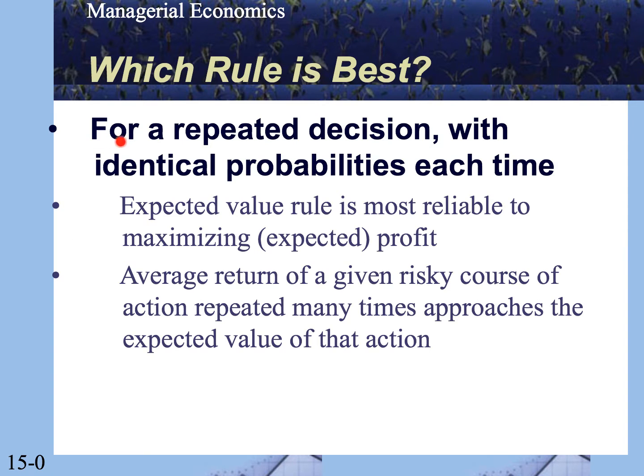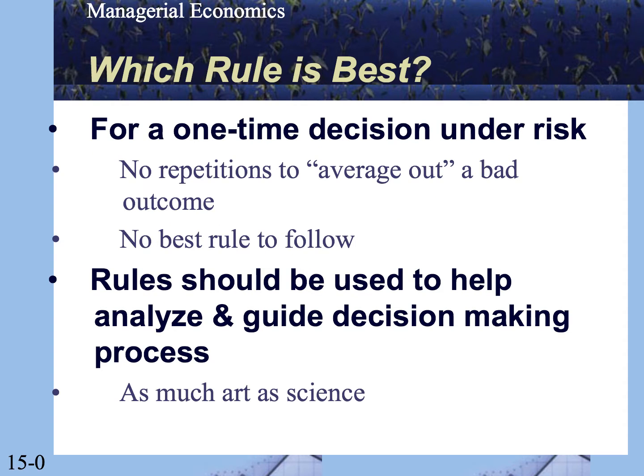If we want identical probabilities each time, the expected value rule is more reliable for maximizing profit, and the average return of a given risky course of action repeated many times approaches the expected value of that action. That is not the case for a one-time decision under risk.